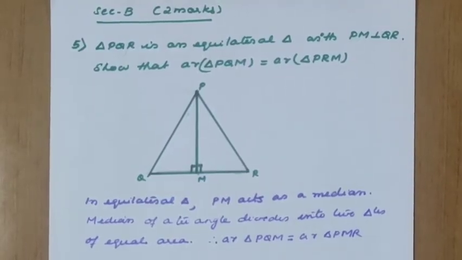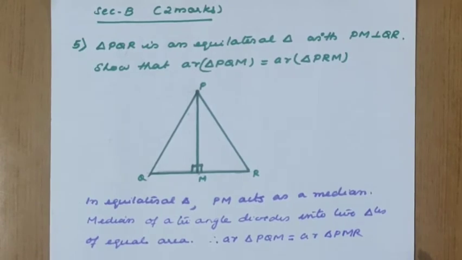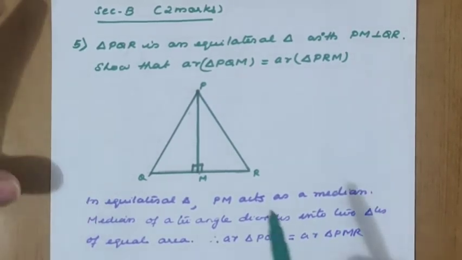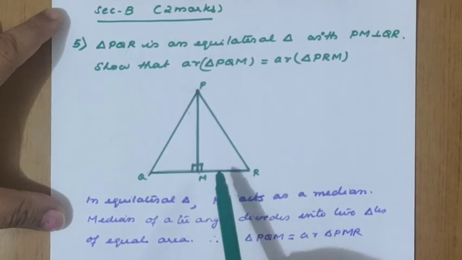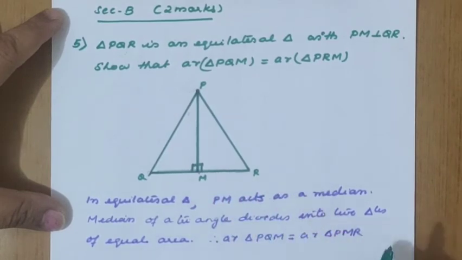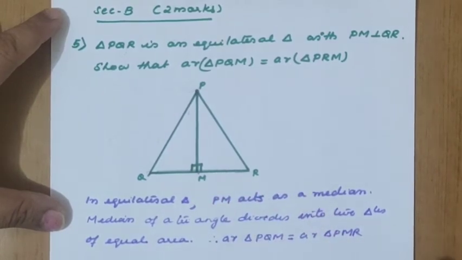Section B, 2 marks. Question number 5. Triangle PQR is an equilateral triangle with PM perpendicular to QR. Show that area of triangle PQM equals area of triangle PRM. This question is from chapter 9 only. Since it is deleted, you may not know the theorem. Actually, the theorem states that the median of a triangle divides it into two triangles of equal area.